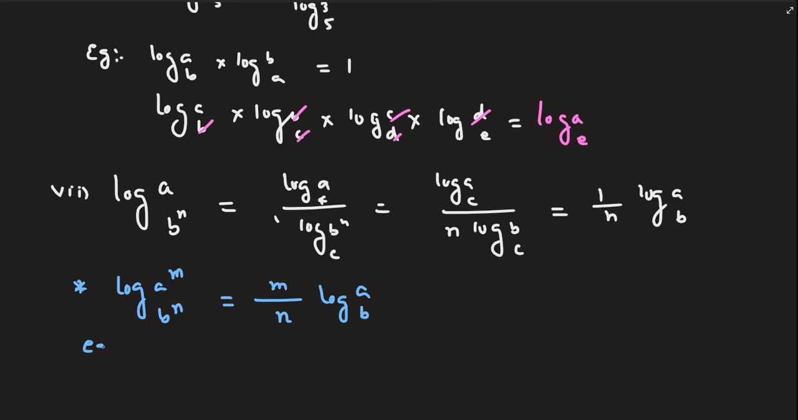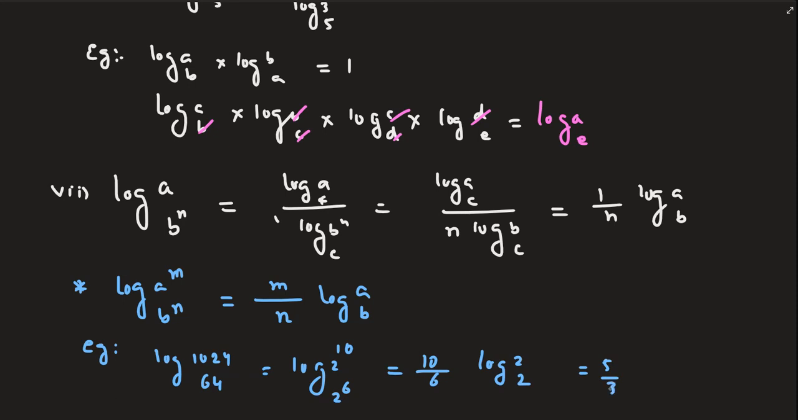Just one example we are doing with the help of this property: 1024 and 64. We can write 2 to the power 10, and 2 to the power 6. So it will be 10 by 6 log of 2 base 2, which is 1, and here you are getting 5 by 3.